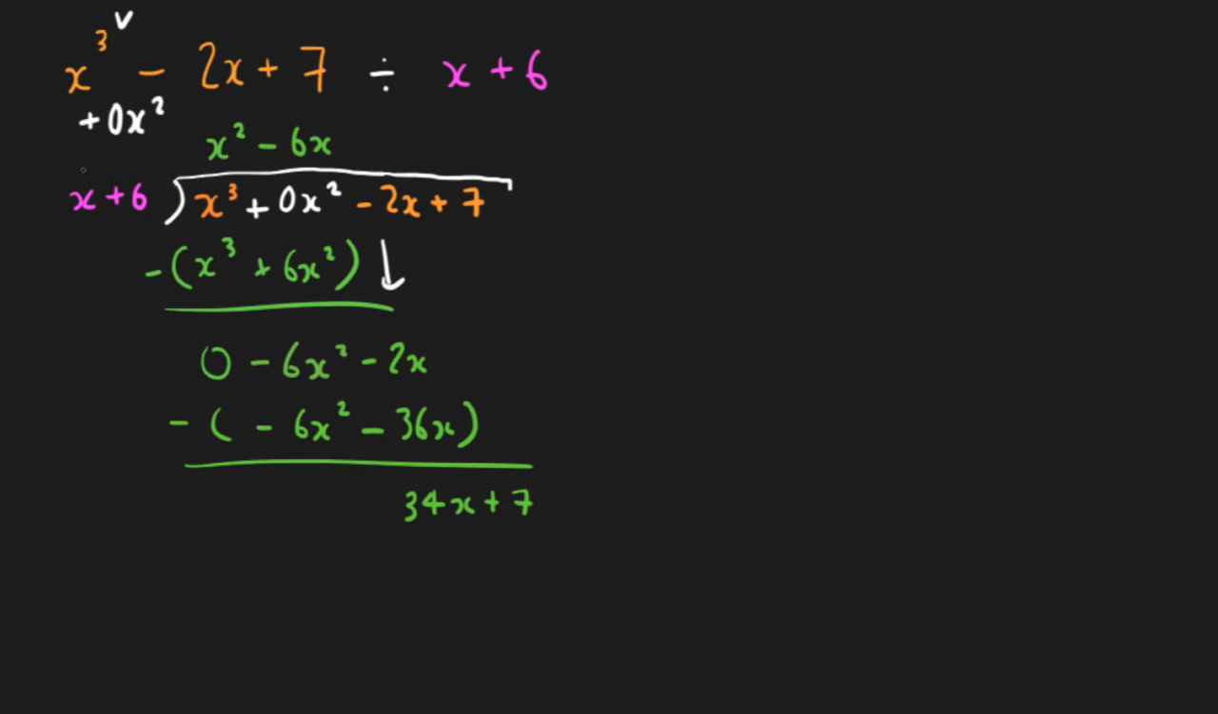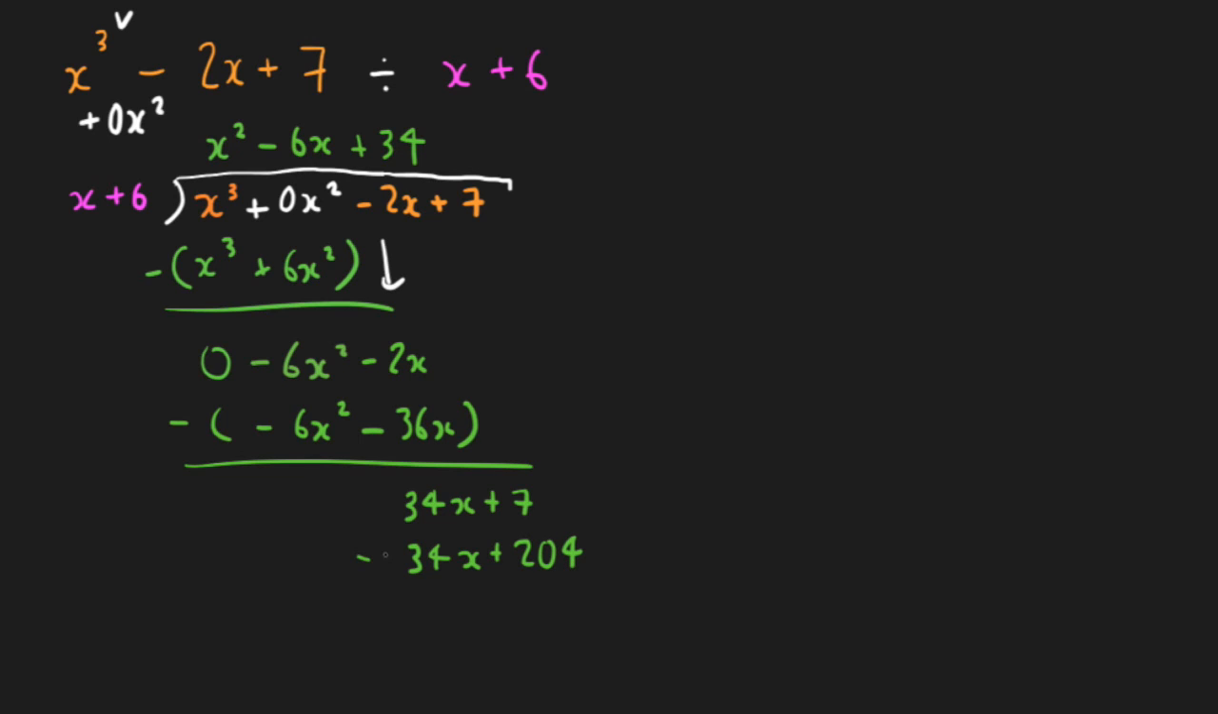What do you need to multiply x with to get 34x? You need to multiply it by 34. 34 times x plus 6 gives us 34x plus something. Okay, what is 34 times 6? We'll just do that on the side here. It's 204. Okay. So we have a plus 204 here.